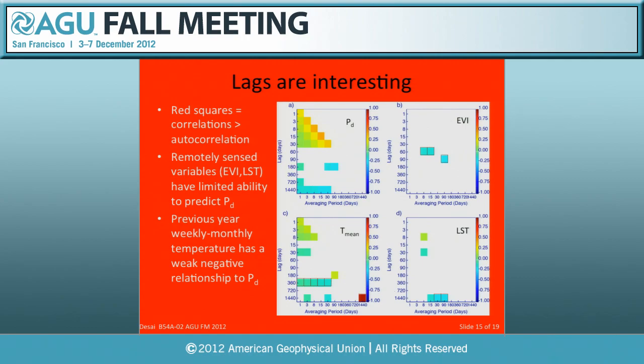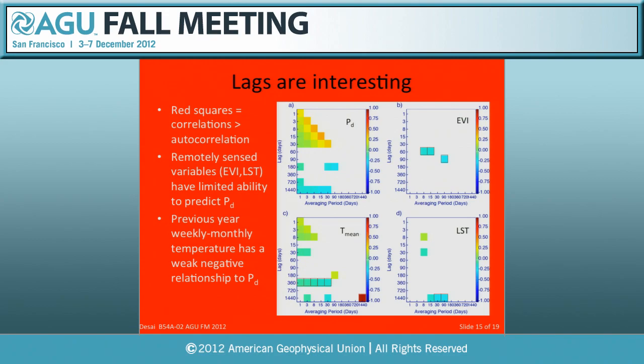So now what I'm showing here is only significant correlations of PiecED with other variables. So A is PiecED with itself. So this is the autocorrelation matrix of the lags. And then in the other three plots, I show the correlations, and then the red squares are where those correlations exceed the autocorrelation of PiecED. So that's going to be my hypothesis test for where internal feedbacks are overwhelmed by other climatic controls.